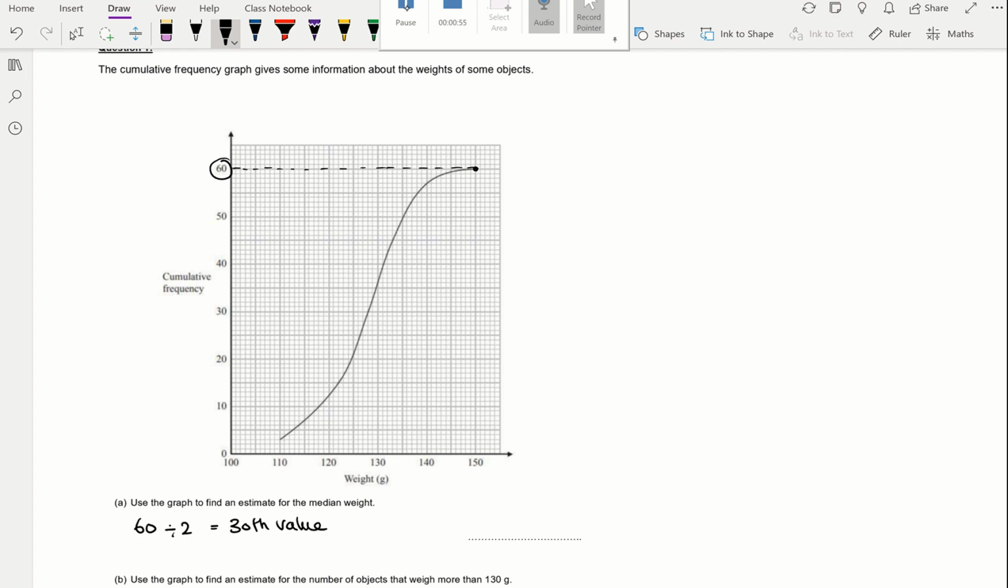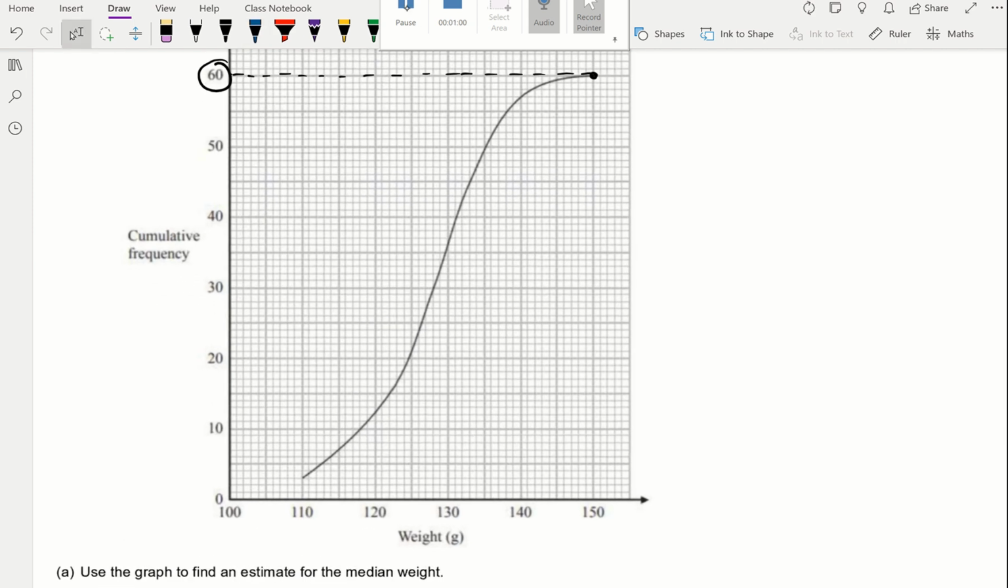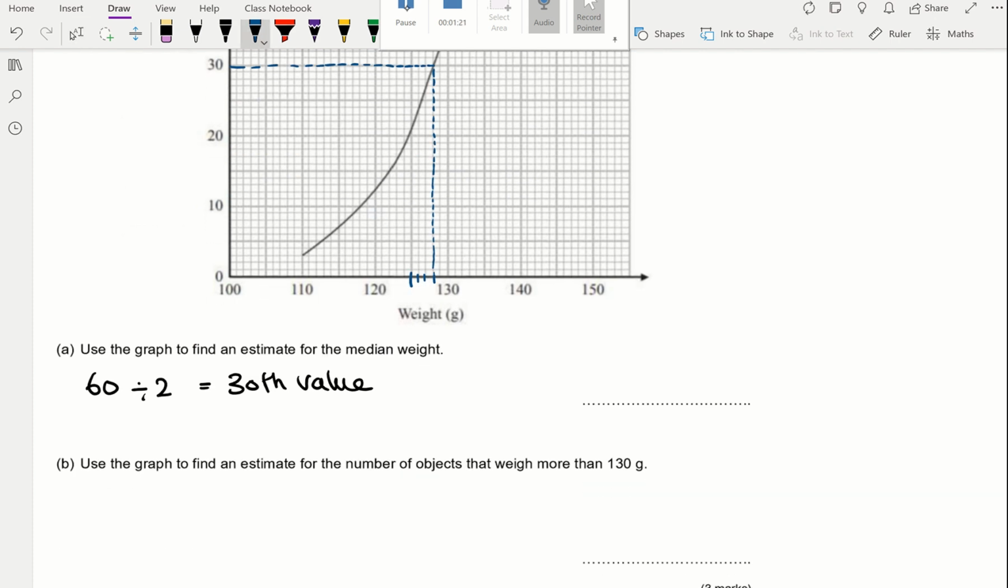So you have to find on the cumulative frequency axis, the y-axis, the 30th value, and then you follow it across until you hit the graph, and then you would go down to the x-axis and you would see this is 125, 126, 127, 128. So the median is in fact 128.